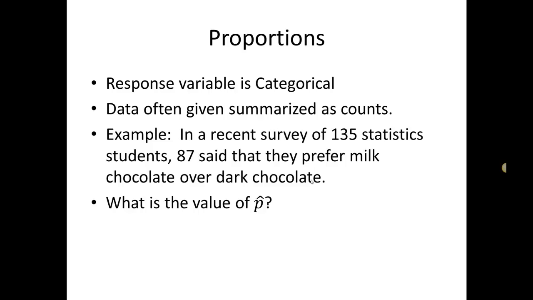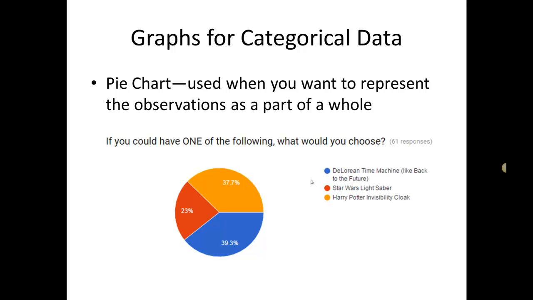When dealing with proportions, we're going to be looking at the sample proportion, which we call p hat. Pretty much any time in statistics when we put a little hat on something, it just stands for the estimated value for whatever's wearing the hat. We calculate that sample proportion, p hat, by taking x, the number of successes in the sample, divided by n, the total sample size. So in this case, we would have 87 divided by 135, which is equal to 0.6444, or 64.44%.